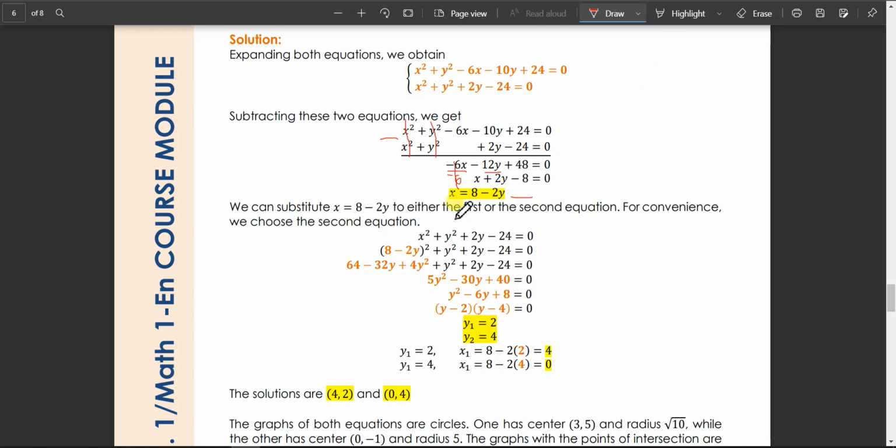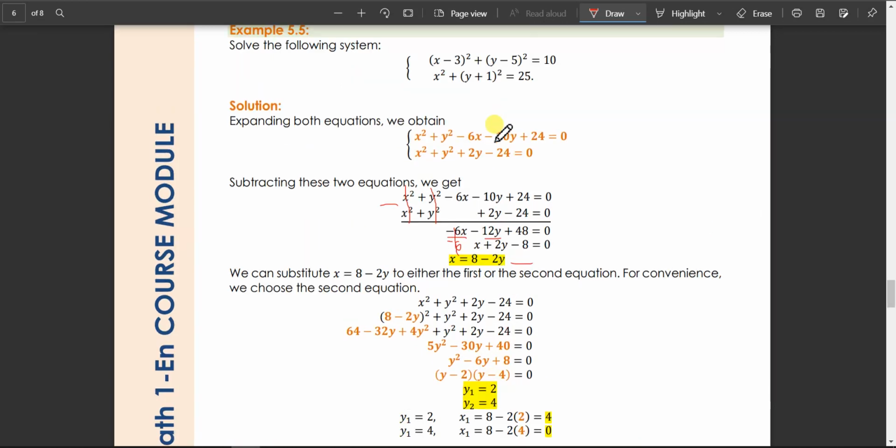So nanataan nga equation. So we can substitute now the value of our x is equal to 8 minus 2y to either of our first or second equation. So for convenience, we are going to choose the second equation. So ato ning gamiton because sa atong first equation, if you notice, naatay duha ka x. So kung kani atong gamiton, mag-substitute ta sa atong x diri sa duha. Unlike sa second equation, isa ra kubok ang x nga atong i-substitute. So mas dali siya nga gamiton.